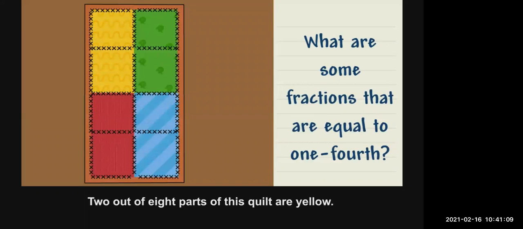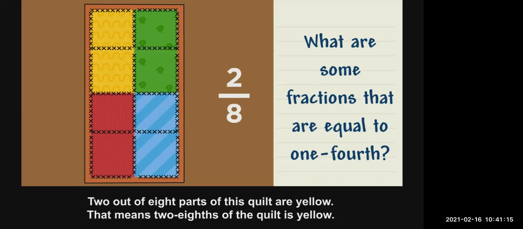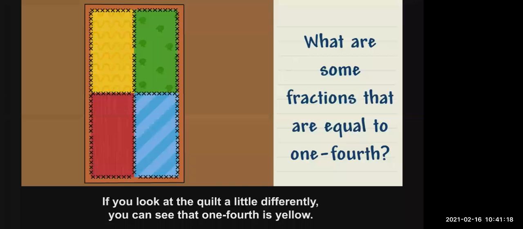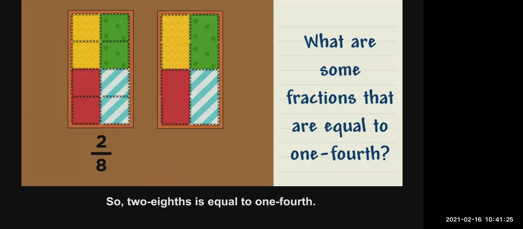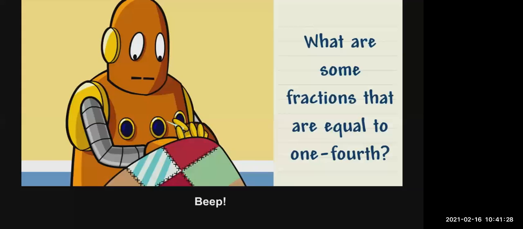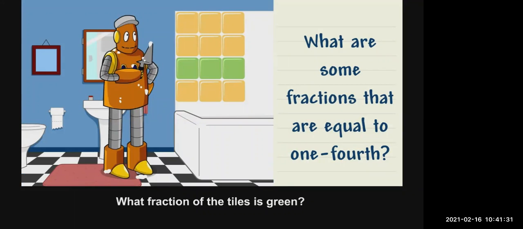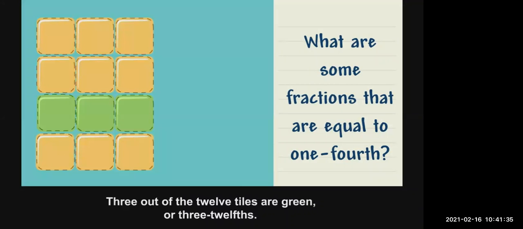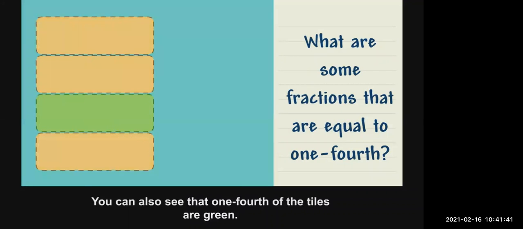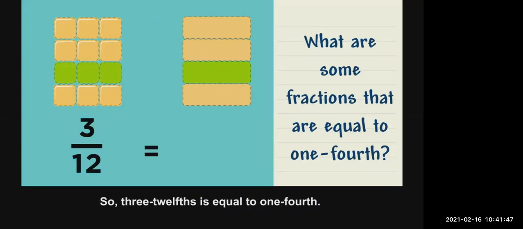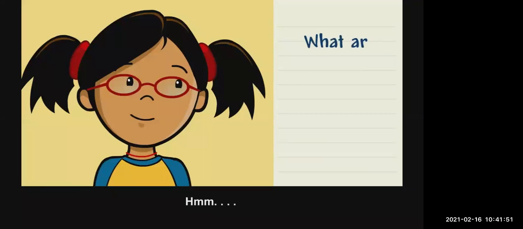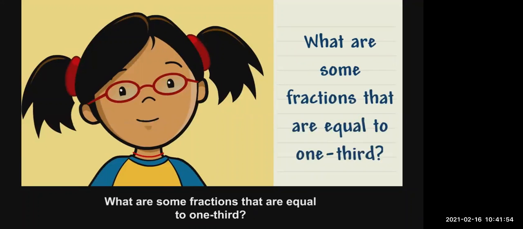2 out of 8 parts of this quilt are yellow. That means 2/8 of the quilt is yellow. If you look at the quilt a little differently, you can see that 1/4 is yellow. So 2/8 is equal to 1/4. What fraction of the tiles is green? 3 out of the 12 tiles are green, or 3/12. You can also see that 1/4 of the tiles are green. So 3/12 is equal to 1/4. What are some fractions that are equal to 1/3?